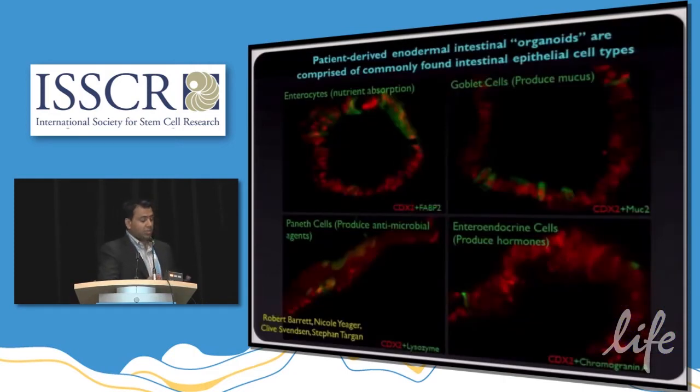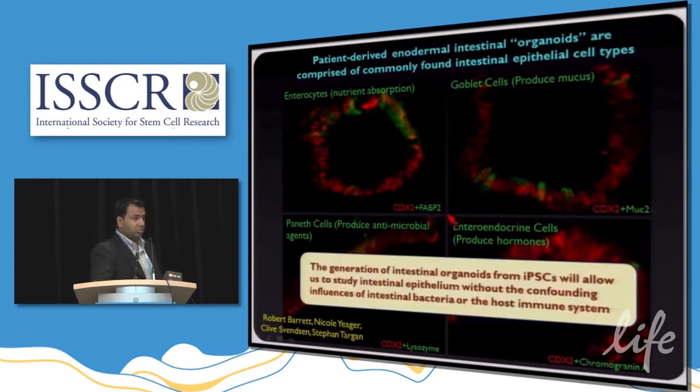Eventually, we pass it on to other collaborators, and this is work by Rob Barrett and Steph Targan in the Institute, where they take these iPS cell lines and make them into these 3D or intestinal organoid structures, and they can confirm that they make endoderm subtypes that are representative of all the lineages of gut epithelial cells. And then they want to go on, take this on and study inflammatory bowel disease and use these intestinal epithelium and organoids to study influences of how IBD is affected in the patients.